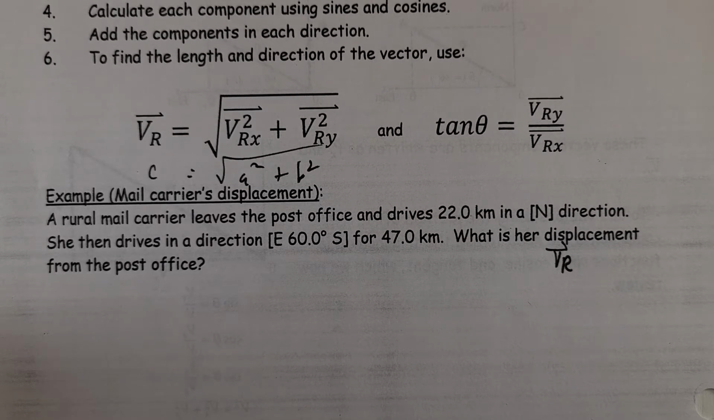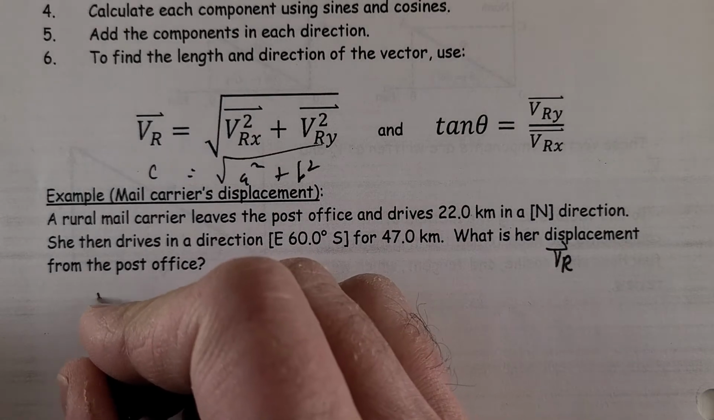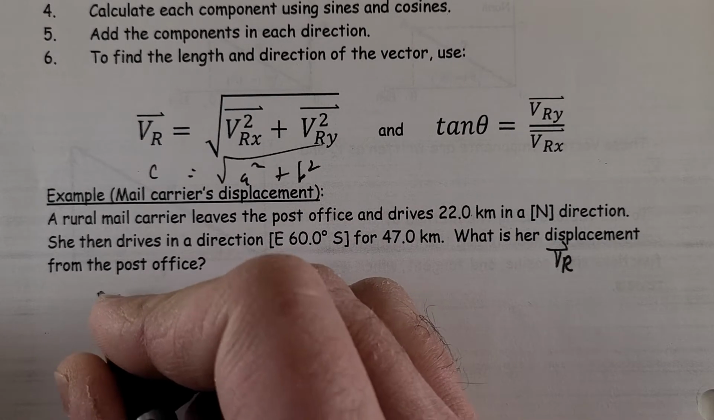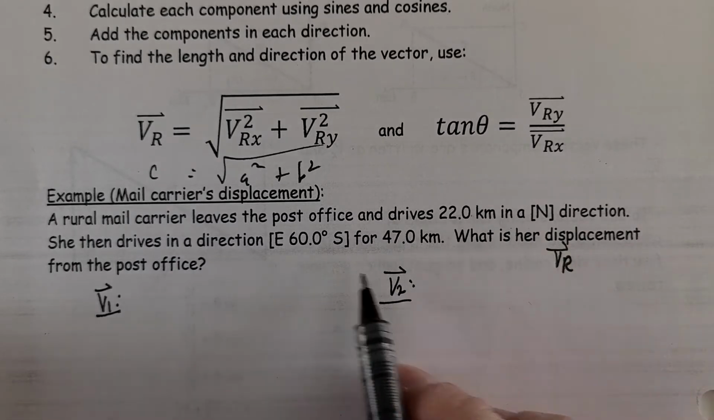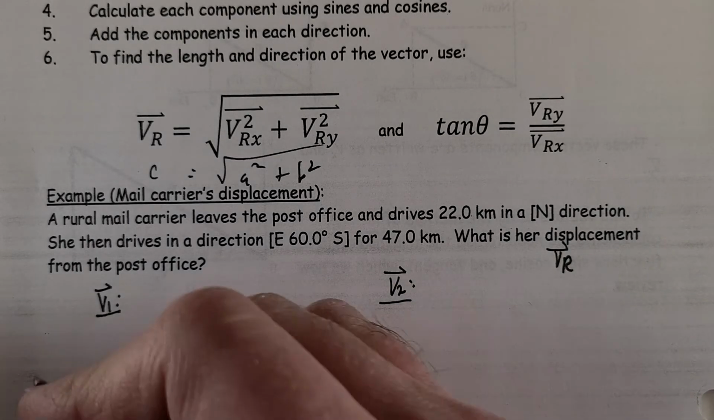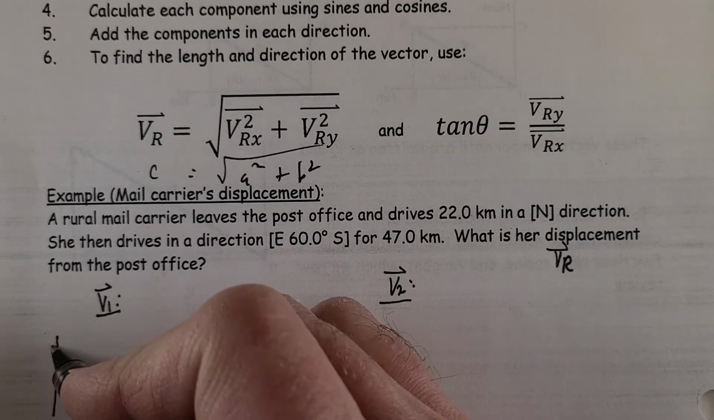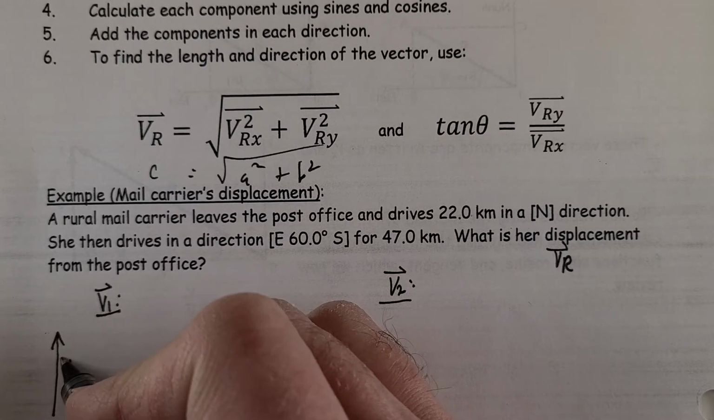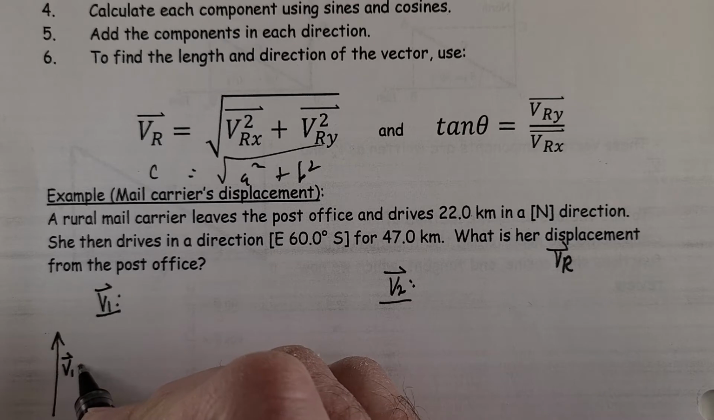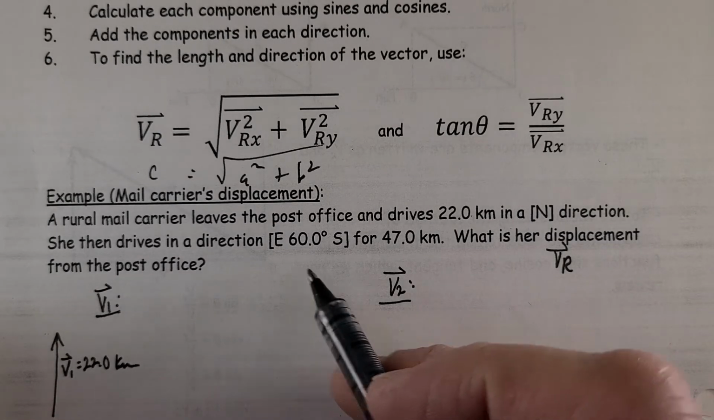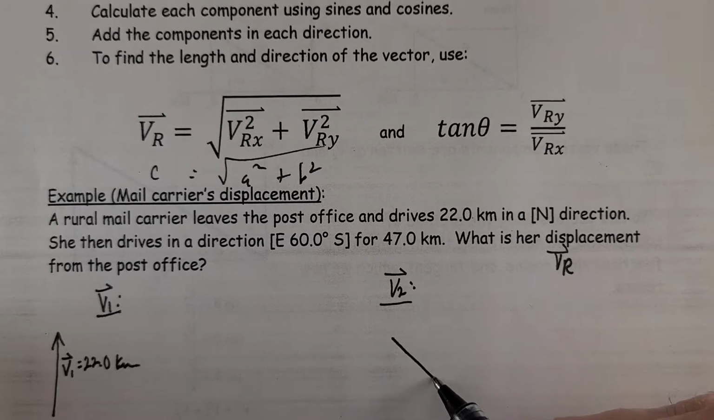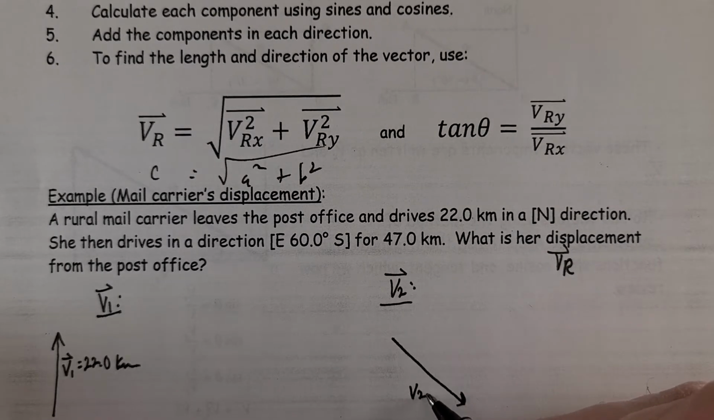In this case we have 2 movements. We can call it a V1 movement and a V2, vector 1 and vector 2. Vector 1, if we were just to draw it, looks something like this. It's simply that movement right there, 22 kilometers north. Whereas this other one is east-south, and it is 47 kilometers.